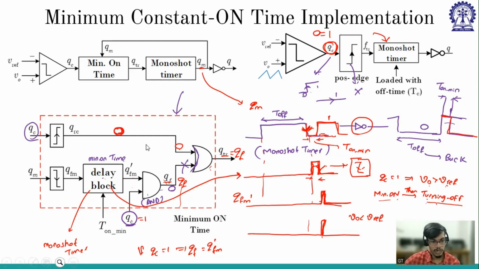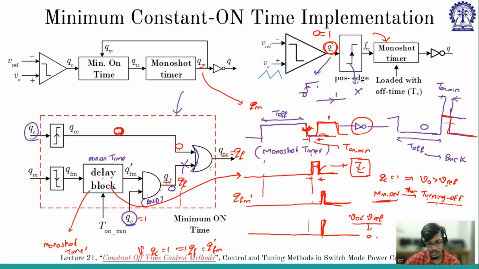So one student has asked me, what happens if this situation remains after this minimum off time as well? Until and unless V naught comes less than V reference, this minimum on time block will work. Now V naught is less than V reference means what? QC is equal to 0, so the output is 0. So this minimum on time block is now not affecting the final signal.